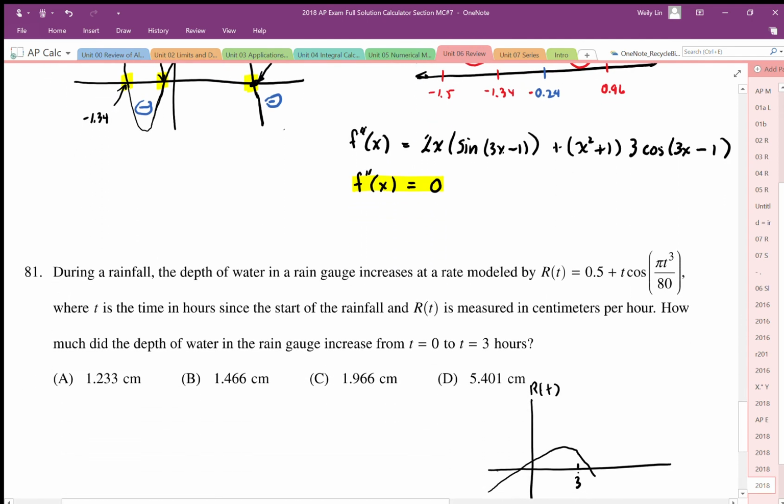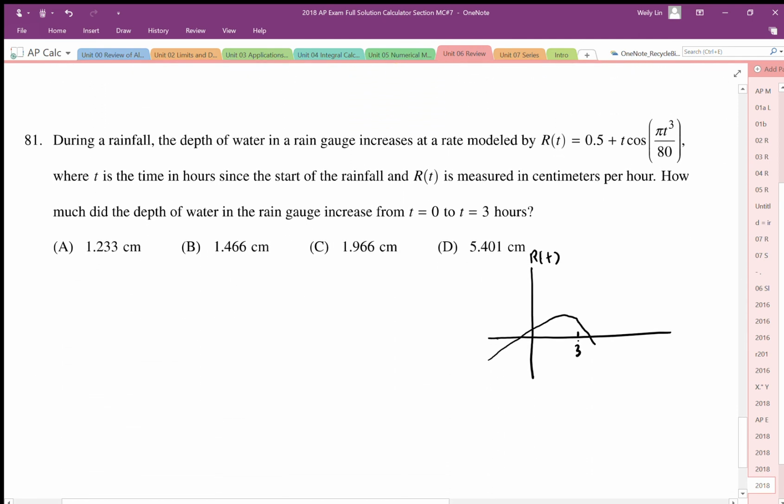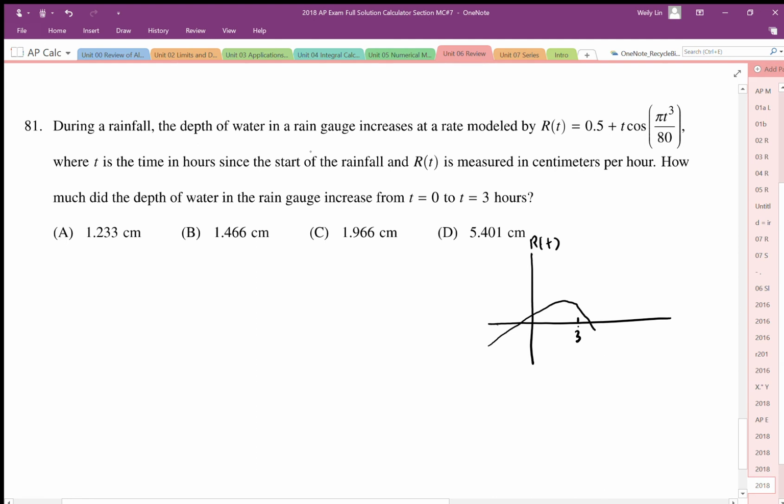For question number 81, it says, during rainfall, the depth of the water in a rain gauge increases at a rate modeled by R of t, given this function. So this is my derivative function. This is my rate function. Just want to make sure that's clear. And the rainfall is measured in centimeters per hour, so again, this confirms my rate. How much does the depth of water in the rain gauge increase from t equals 0 to t equals 3?